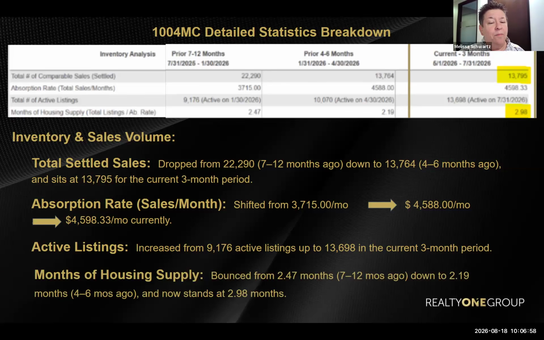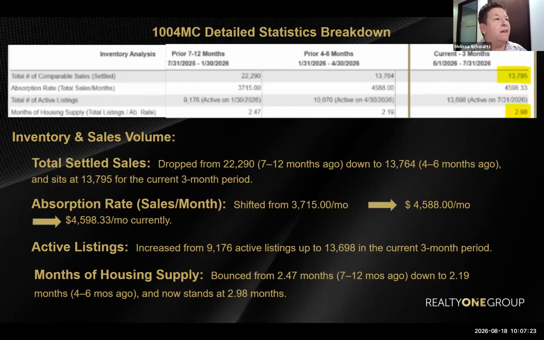You have to pull the active data so it pulls all of those numbers with it, right? And the months of housing supply bounced from 2.47 months down to 2.19 in the middle there. And then it went back up to 2.98 months, right? Now, if we think about that, that's the prior 4 to 6 months, right? That's January 31st to April 30th.